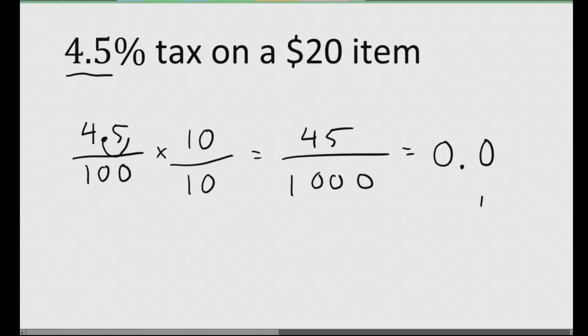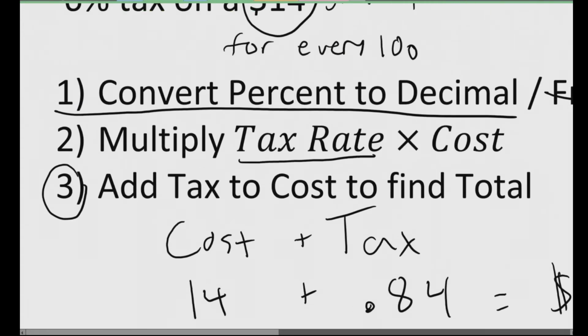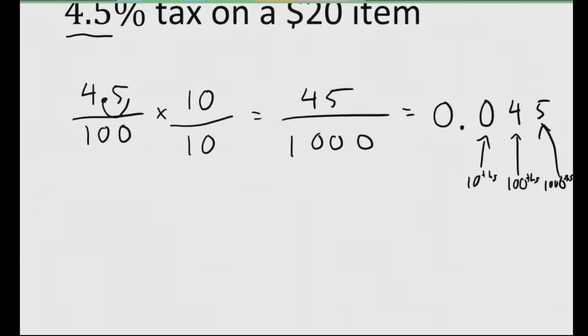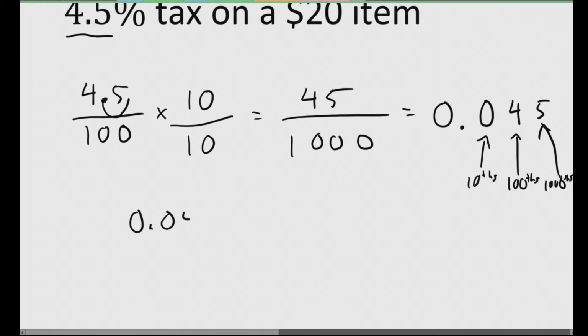So if this is our tenths and this is our hundredths, that would make this our thousandths. So in this case, 45 thousandths is the same thing as 0.045. Step 1, done. Step 2, we're going to multiply this real fast. 0.045 times 20.